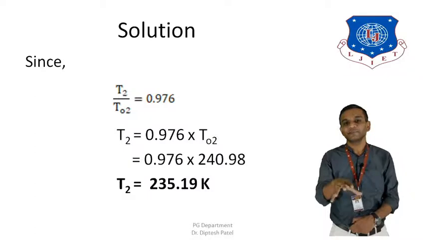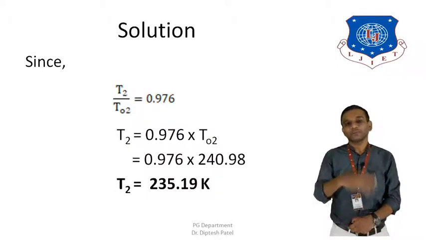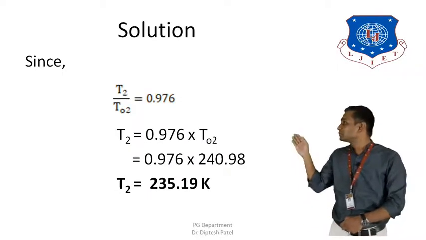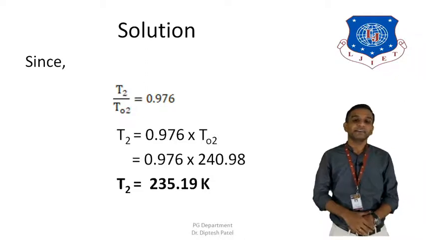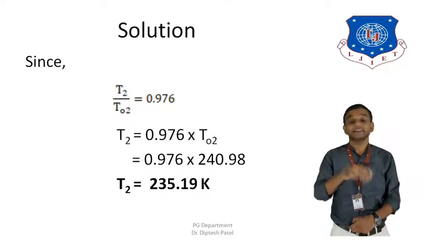Now since we know that T2 upon T02 is equal to 0.976 and we have the value of T02 which we calculated earlier, I should be able to get the temperature at section 2, or temperature at exit. So T2 is equal to 0.976 into T02. Putting in the value, 0.976 into 240.98, after going through the calculation I'll get T2 equal to 235.19 Kelvin. So that is the temperature at section 2. This is our second finding.